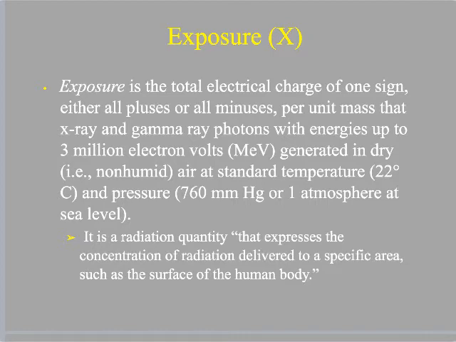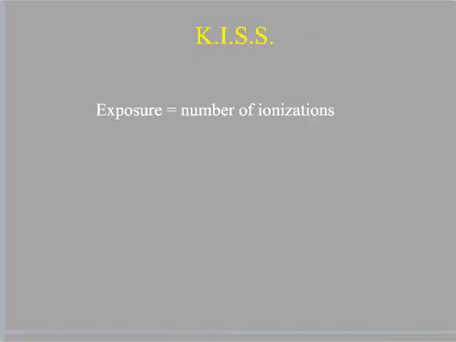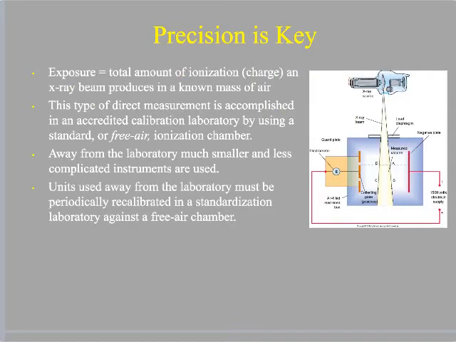So if we're going to keep it simple, exposure equals number of ionizations. Now do not misread this simplified slide. It does not say exposure equals ionization. That's wrong, right? Exposure equals the number of ionizations. So underline number, right? It is the number of ionizations, and it is very precisely measured. The point here is precision, right?